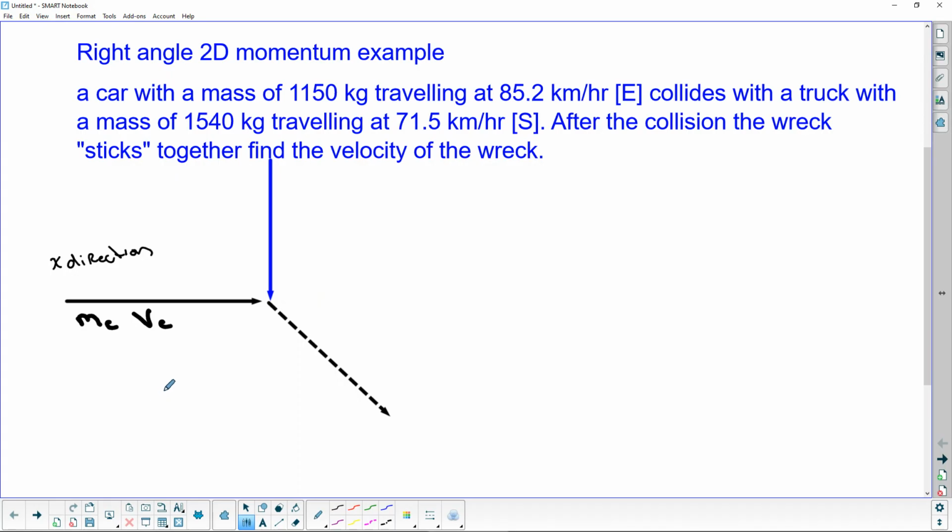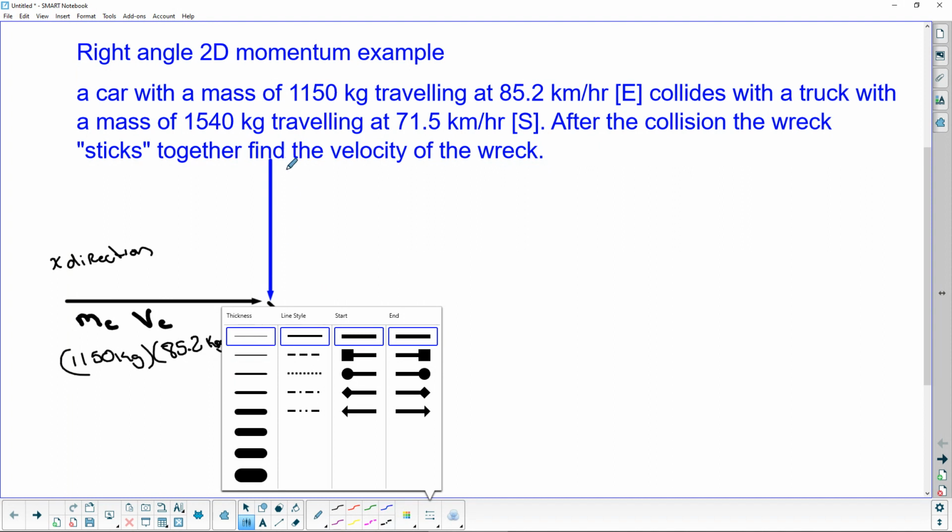Okay, so we can figure that out by multiplying 1150 and 85.2 kilometers per hour. Okay, so that gives us our momentum before. Okay, we can do a similar thing with the truck as well. We've got our y direction.